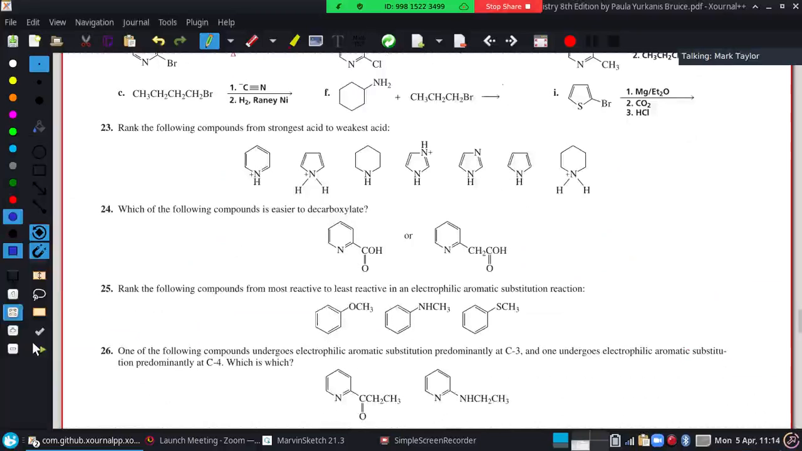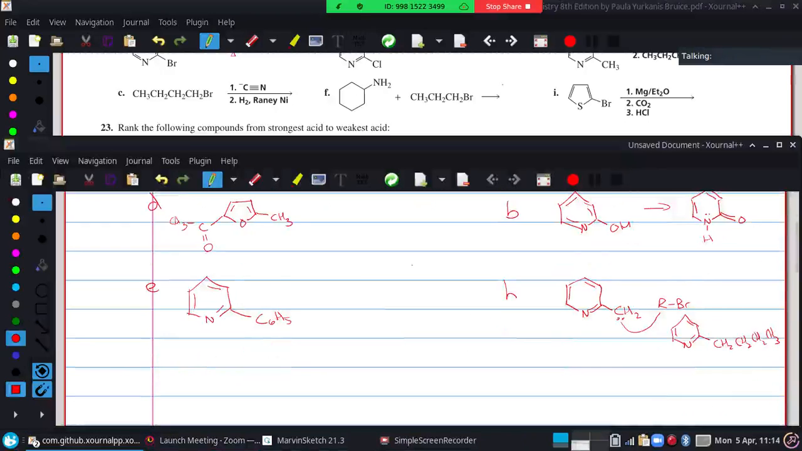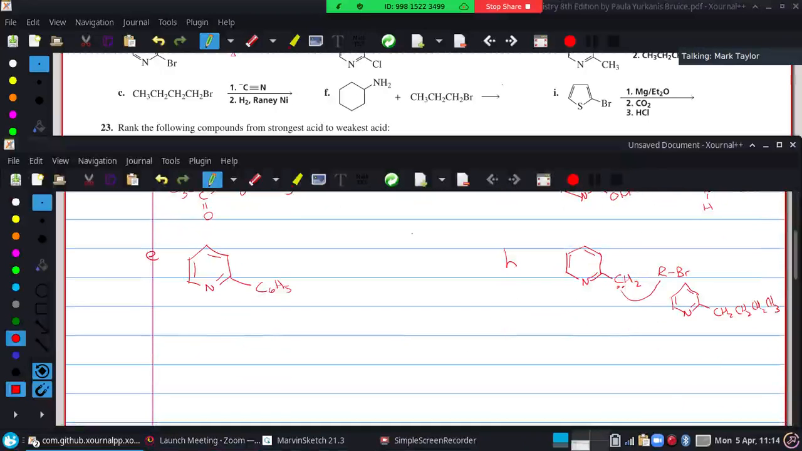Alright, last row, C, F and I. Alright, so C, we have 4 carbons and a bromine. Going to turn into 4 carbons and a CN. And then the hydrogen with Raney nickel is going to turn that into an alkane with an NH2 on the end.